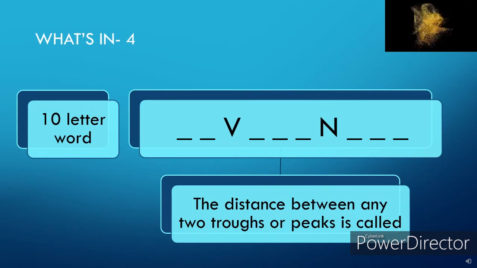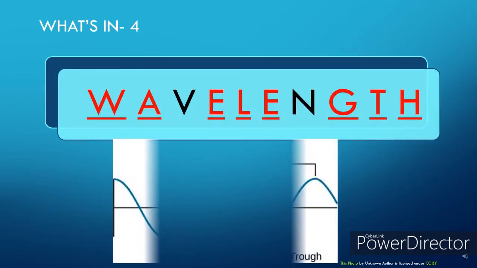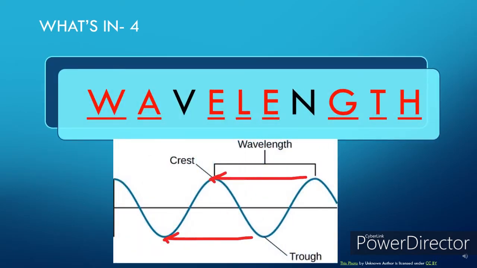10-letter word. The distance between any two troughs or peaks is called blank. Guess the word. The answer is wavelength. The distance between any two troughs or peaks is called wavelength.